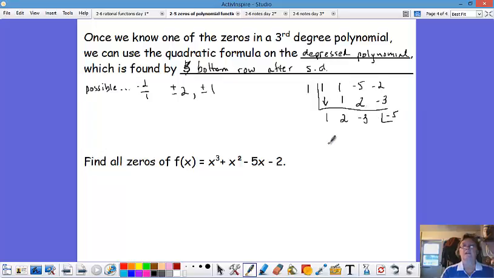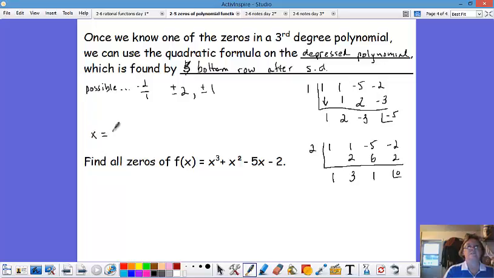All right. I'd like to try 2 next. So 1, 1, -5, and -2. And I want to see if 2 is a rational 0. So I drop the 1 down, and now multiply, and now add, and multiply and add. Hey, that one's working out. 2 is one of the zeros. All right, so I'm going to write my final answer up here, and I know the first 0 I found is 2. Now I have this thing which leads me to a quadratic.